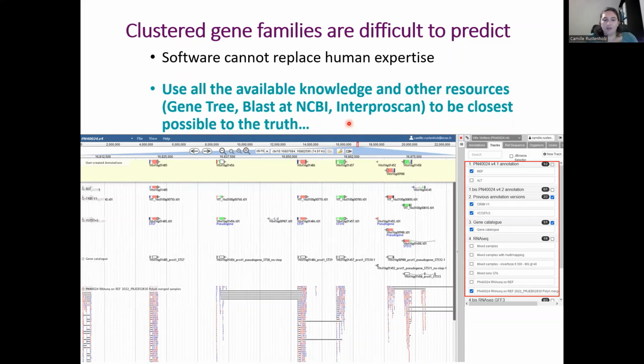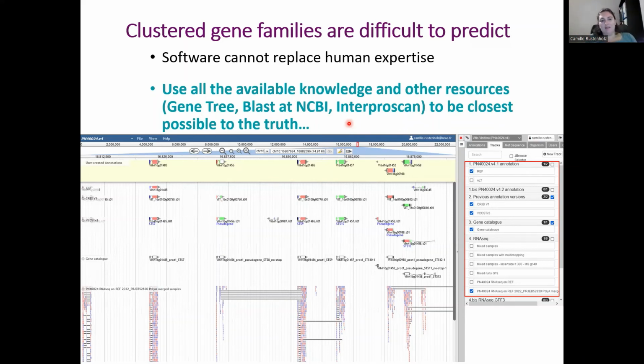So you use all the evidence that you have in hand and make a decision. But if you ask your neighbor, maybe he or she is going to make a different decision compared to yours. But it would be almost impossible to know which one is the closest to the truth. So an annotation, a manual curation, we know it's never perfect. It's just the best we can do.